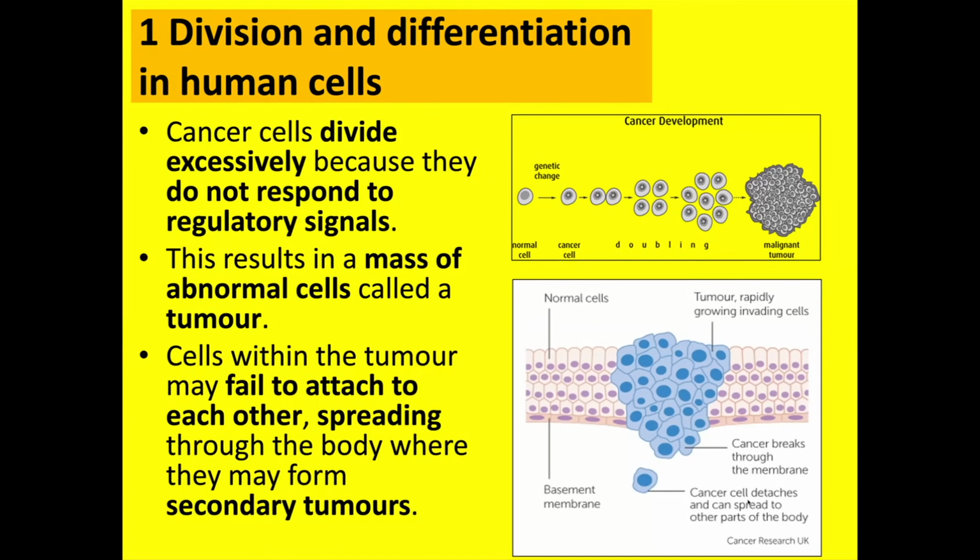Cells within the tumour can sometimes fail to attach to each other and unfortunately can then spread throughout the body where they may form secondary tumours. And you've probably heard, in general chat, maybe family members, people on TV or programs or films, talking about cancer spreading. And that's what this means. The cells within the tumour fail to attach to each other. And when they spread throughout the body and find a new place to locate, they can form these secondary tumours. And that's cancer spreading throughout the body.